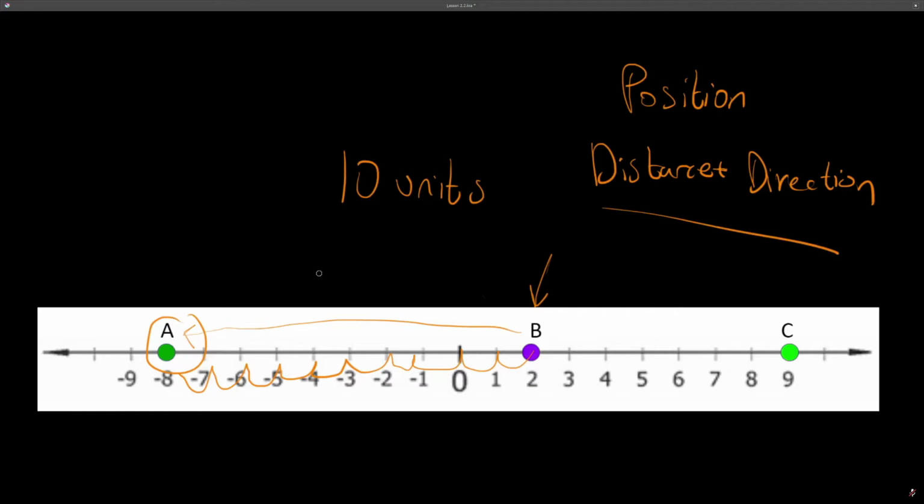We can't specify one. So if it's moving to the negative side, so over here, then it's going to be negative. And if it were to move to the positive side, then it's going to be positive. So since it's moving to the left, we can say it's -10 units or 10 units to the left.